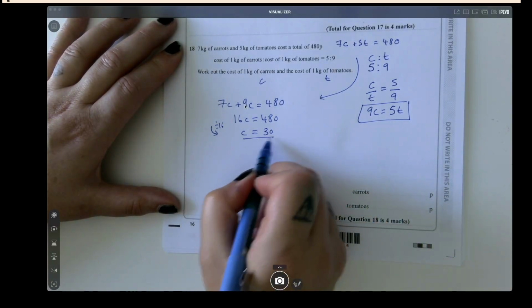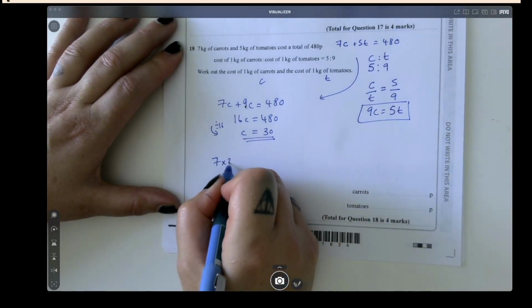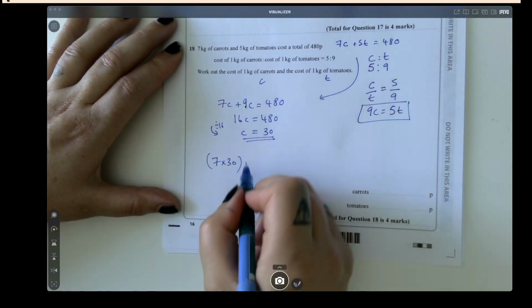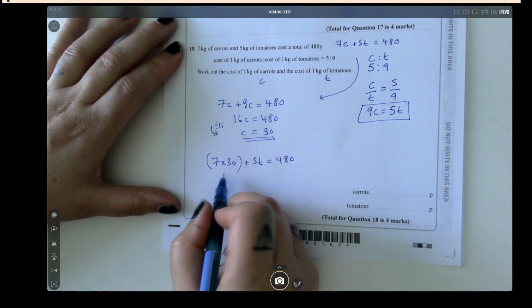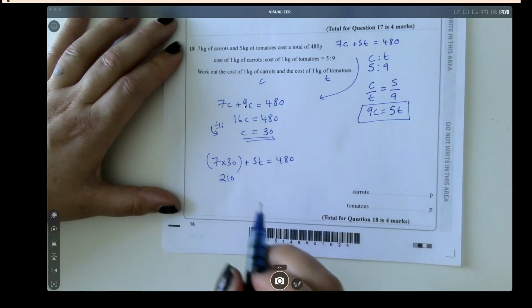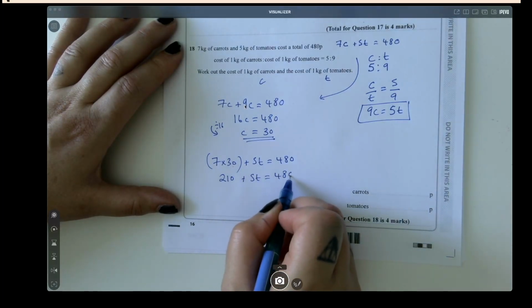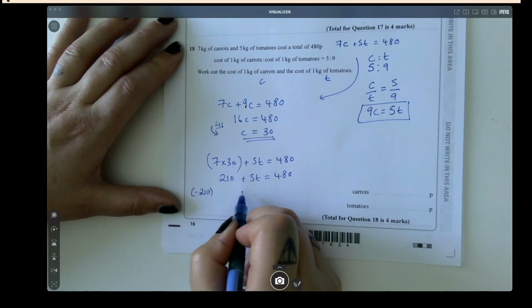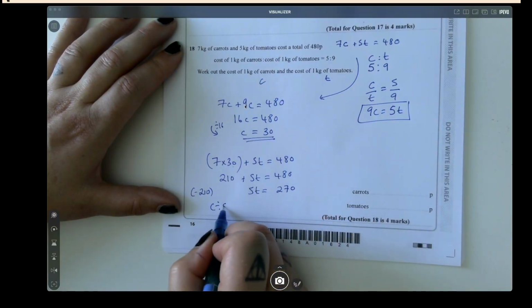Okay, now I know that C is equal to 30. Let's go back to this original equation. So 7 times 30 is your 7C. Add 5T is 480. 7 times 30 is 210, plus the 5T. Let's subtract the 210. So 5T is 270. Divide by 5.